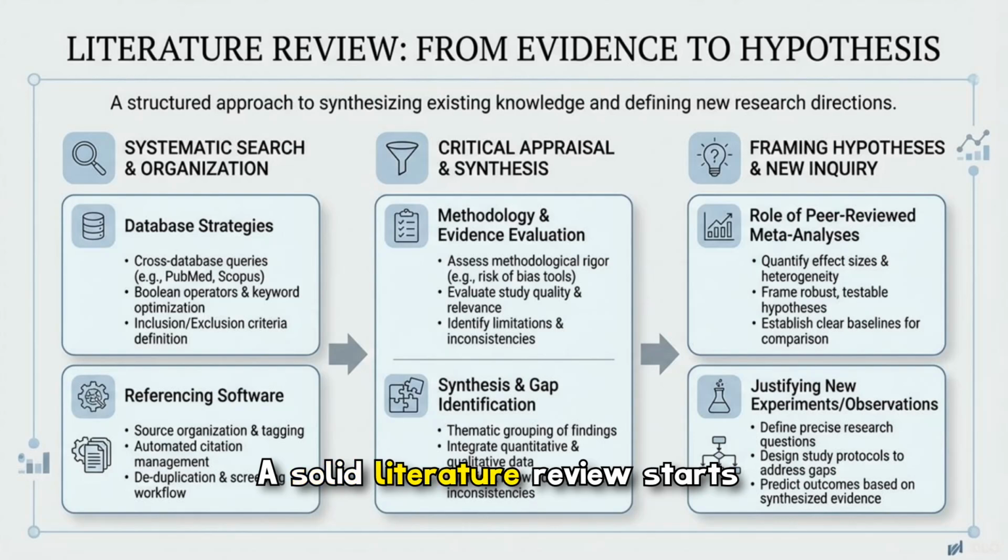A solid literature review starts with a systematic search and smart organization, using database strategies and referencing tools to manage sources efficiently. From there, we critically appraise methodology and synthesize findings to reveal gaps. And finally, frame testable hypotheses grounded in existing evidence so that new studies address real uncertainties and build on established knowledge.